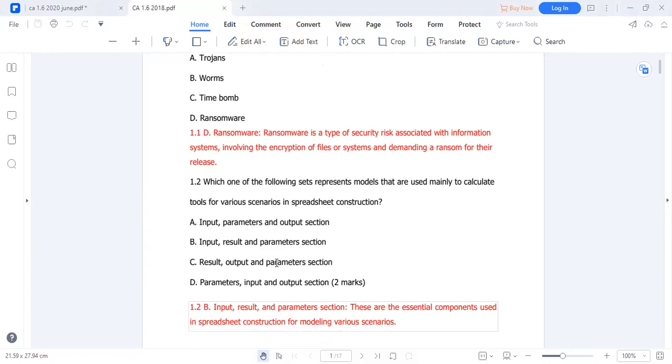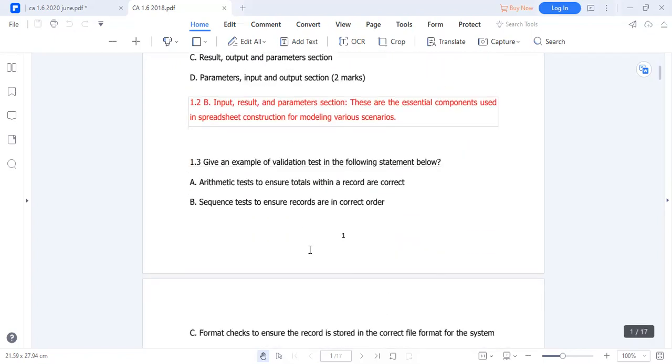1.2, which one of the following sets represents models that are mainly used to calculate tools for various scenarios in spreadsheets? So we're looking at Excel. Input, parameters, output section A; input, result, parameters section B; result, input, parameter section C; then finally D, parameters, input, and output section. So the answer is B, where we have the input, result, and parameter sections. These are the essential components that we use in Excel when we're constructing modeling scenarios.